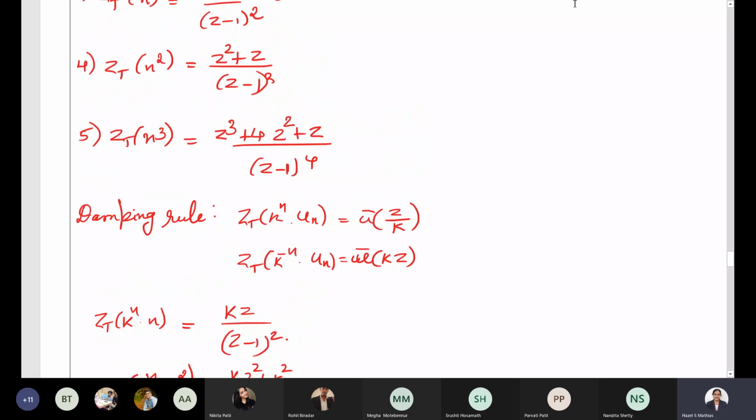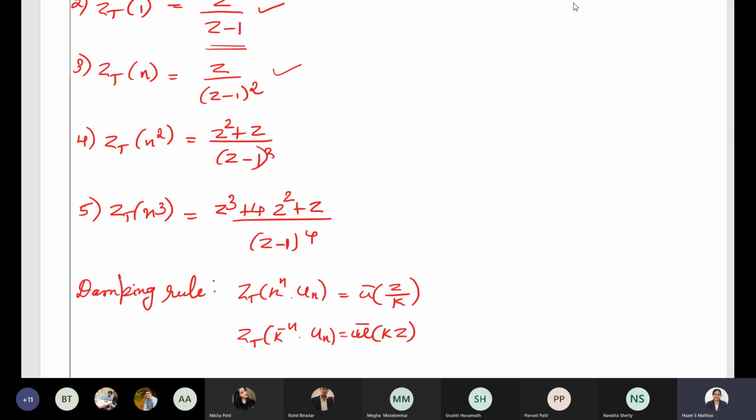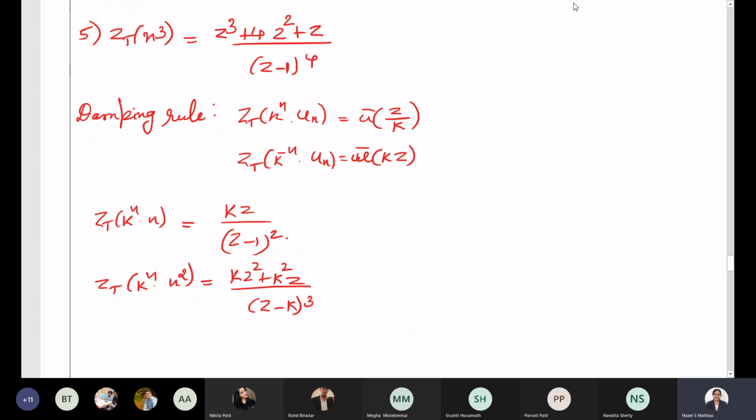See, you can compare this with this as well. Z transform of n is z by z minus 1 whole square. So Z transform of k power n, see, I'll write over here. Z transform of n is z by z minus 1 whole square. So what will be Z transform of k power n into n? You just have to multiply by k. That will be kz by z minus k whole square. This is k, not 1.